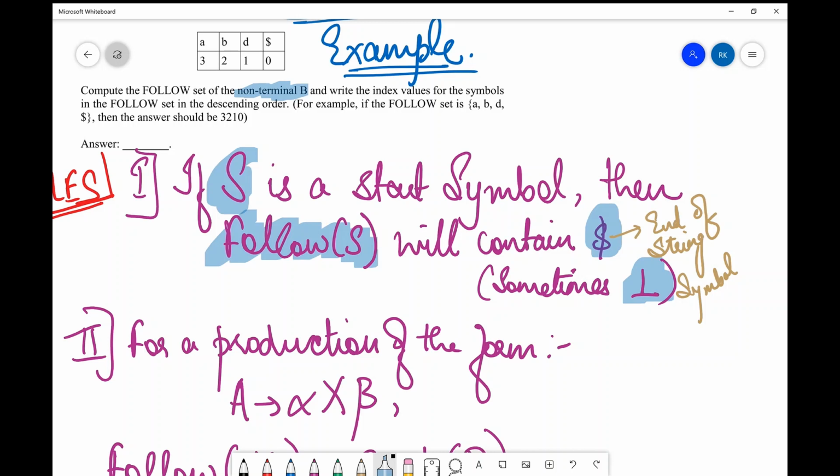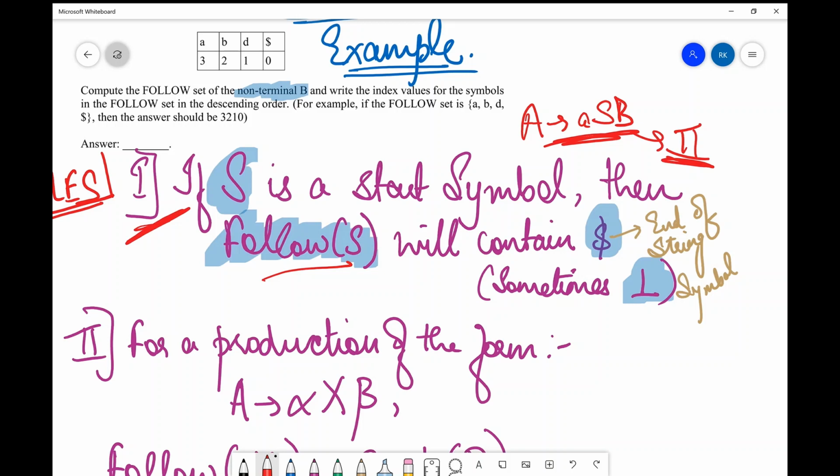Now why I'm saying it will contain this, and not follow of S equals to this? Because it may also happen that it participates in other productions of the form, let's say A goes to ASB. In this case the other rules will also take part, which I'm going to discuss in the second rule. So this is the very basic rule: if S is the start symbol for which you are finding follow, then simply write this dollar symbol in the follow set of S, and then check for other rules to see if other symbols are going to be added or not.